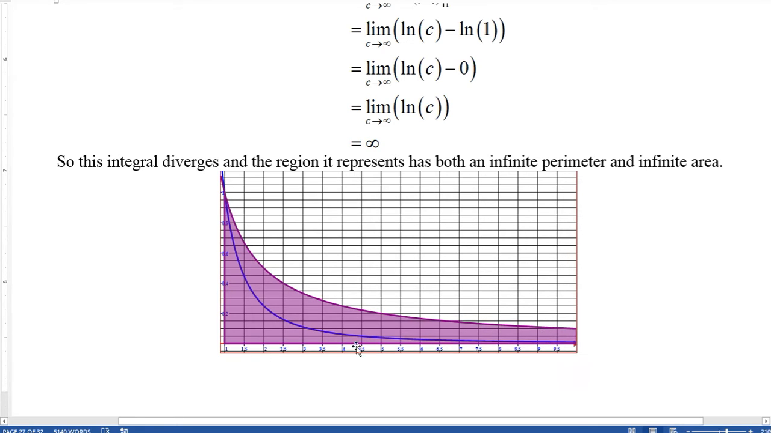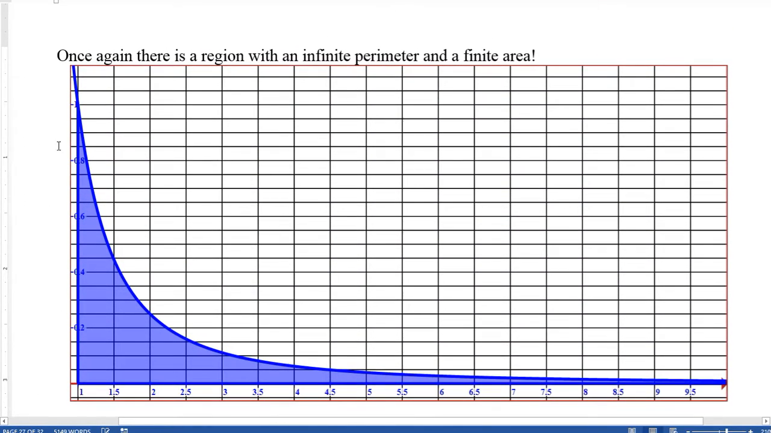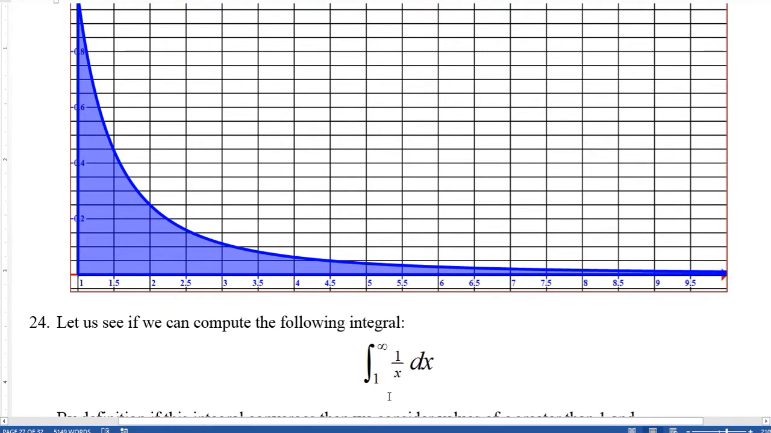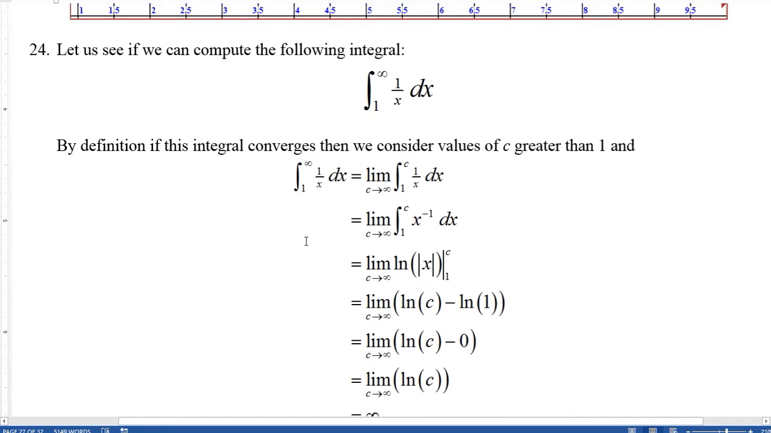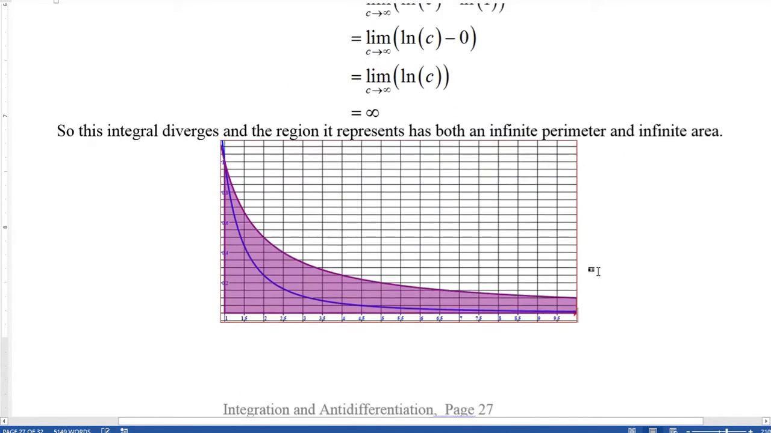In fact, the purple one is the one that makes more sense in one way, because it has an infinite perimeter and an infinite area. It's the other one that's unusual, this blue one here, which has an infinite perimeter and a finite area. So that limit may or may not exist. In this case, the limit diverges to infinity, so we would say this does in some sense represent an infinite-sized area.